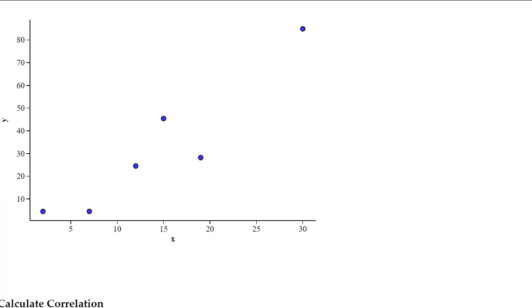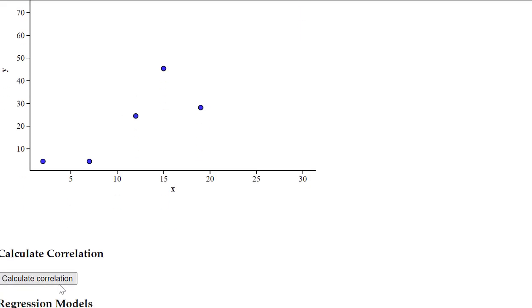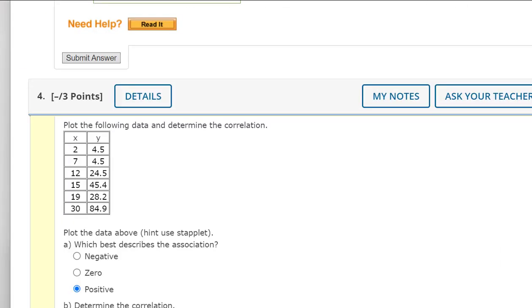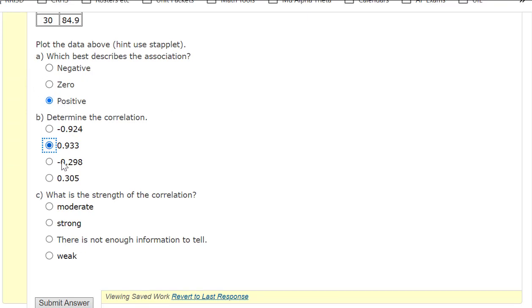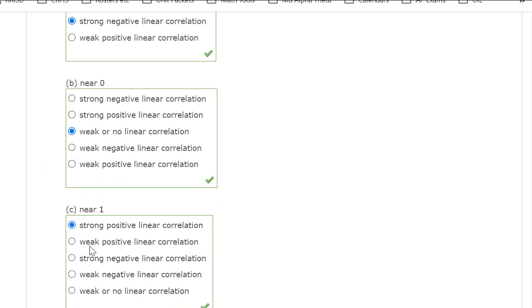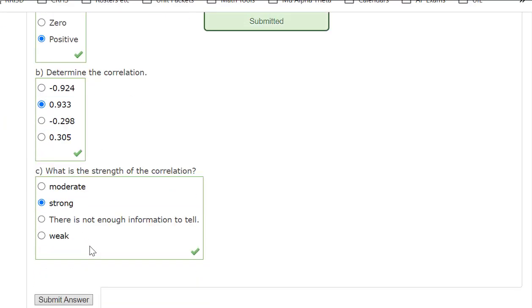Which best describes the association? So part A, this is definitely positive, so click on positive, and then determine the correlation. Hint: scroll on down, and you see the part that says calculate correlation. There you go, 0.9326. That rounds to 0.933 right there. So I have positive and 0.93. What is the strength of the correlation? We would say this is strong. All right, and hit submit answer. And you can see these are all correct.